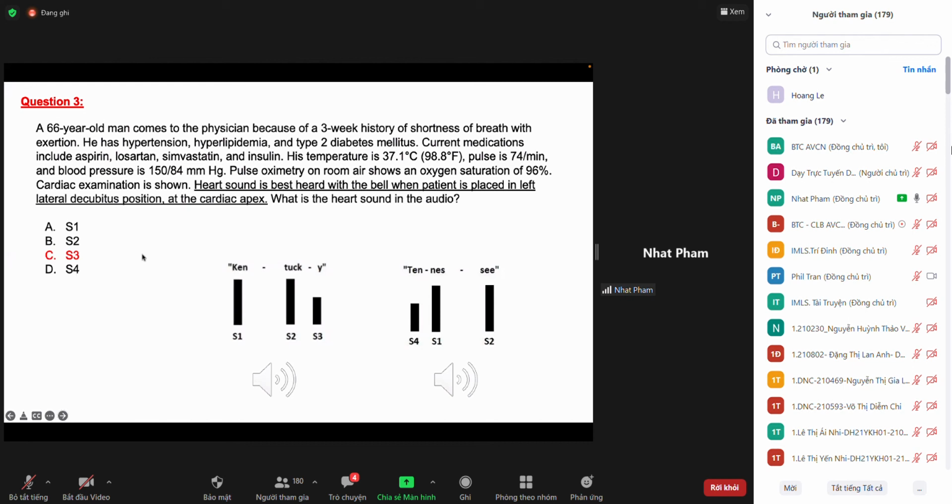So in that case, you can hear it, for example, in a patient with left ventricular hypertrophy, or a patient with ischemic cardiomyopathy, or in a patient with MI.